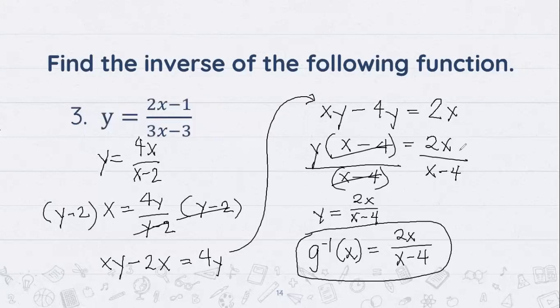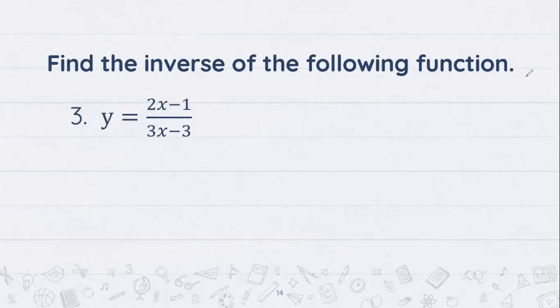Okay. Next, we have number 3. Y is equal to 2x minus 1 over 3x minus 3. This is actually similar to what we have done in number 2. Since it is already in terms of y, we have no problem working with it.